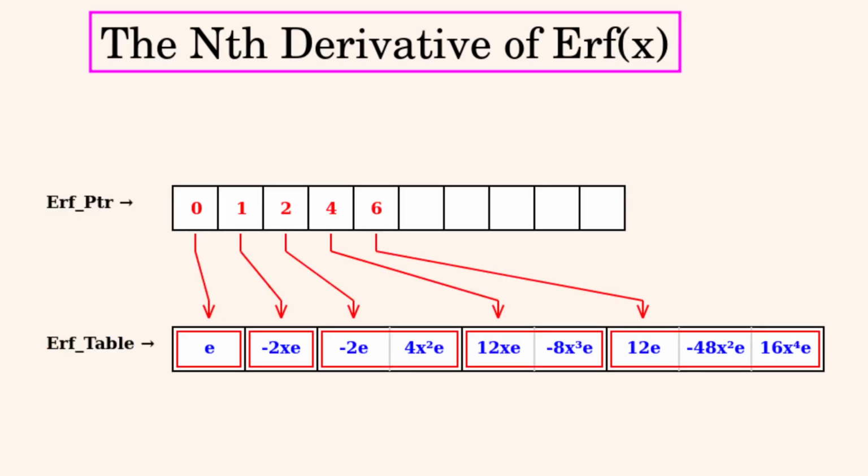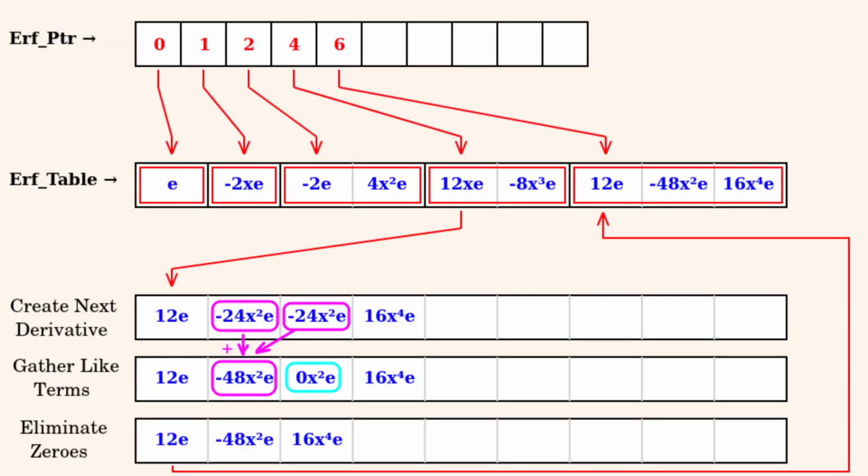So this is the data structure that we'll be using, a list of pointers pointing to the start of expressions in a second array. We won't be storing e in this array, because we know that any term will have it as a factor raised to the power of 1 only. But I've included it here to avoid confusion. We'll only be storing the coefficient and the power that x will be raised to. And this is the algorithm for finding the next derivative.